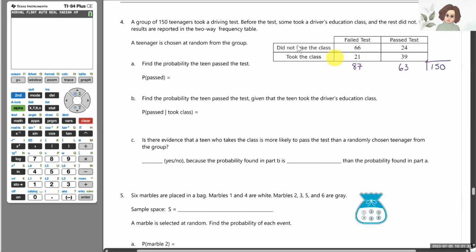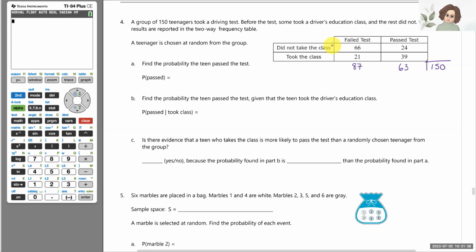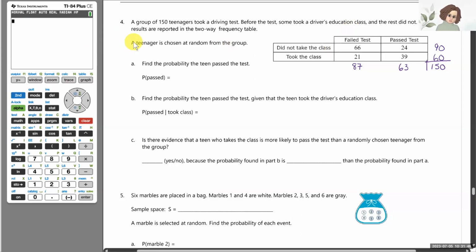And then we also kept track of how many took a driver's education class. And that looks like 90 of them. 60 did not. So there's our 150. All right, so we're going to choose a teenager at random from the group and find the probability that they passed their driving test. So this is just regular probability here. No conditions have been applied yet.